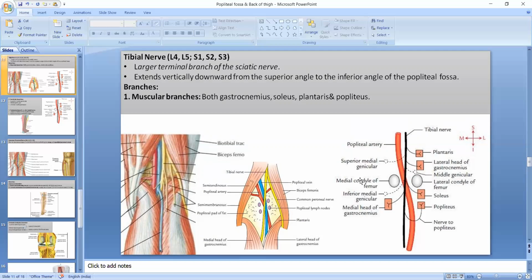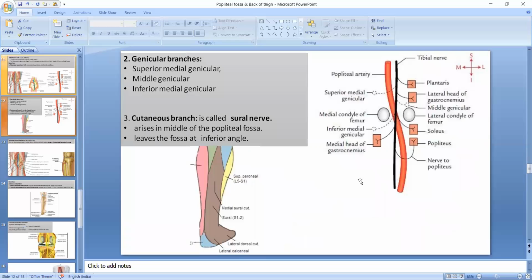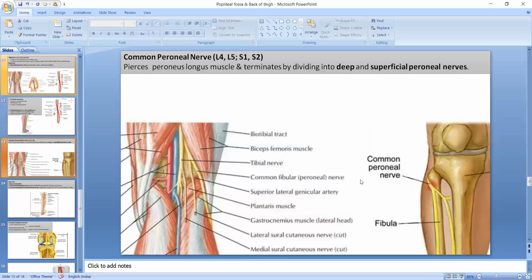One of its branches, the medial sural cutaneous nerve, joins with the sural communicating branch of the common fibular nerve to form the sural nerve. So, branches: muscular branches to the gastrocnemius, soleus, plantaris, and popliteus muscles; genicular branches, the superior medial genicular and inferior medial genicular; and the cutaneous branch, called the sural nerve, arises in the middle of the popliteal fossa and leaves the fossa at the inferior angle.